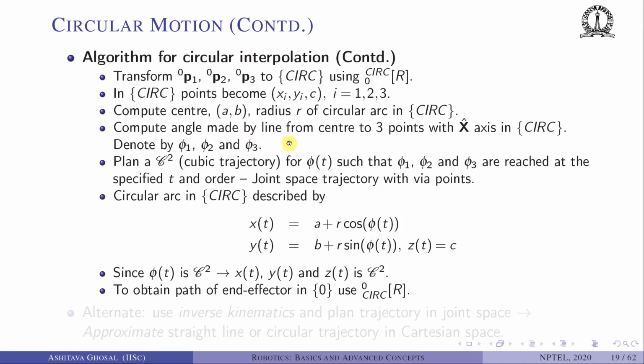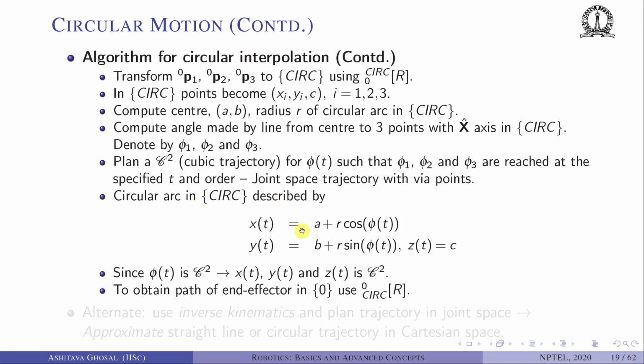We can also compute the angle made by the line from the center to the 3 points with the x-axis in CIRC. So let's denote them by phi1, phi2 and phi3. Okay, so I found the center, I found an x-axis, and then from 1, 2 and 3 I can find the angle. We can plan a C2 cubic trajectory for phi of t such that phi1, phi2, phi3 are reached in the specified order and in specified time. So maybe at t equals 0, then t equals some tf1, and then t equals tf2.